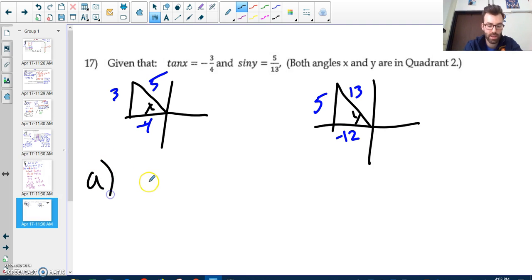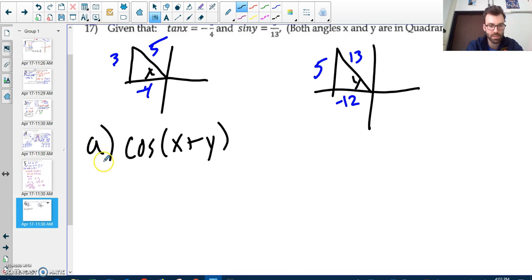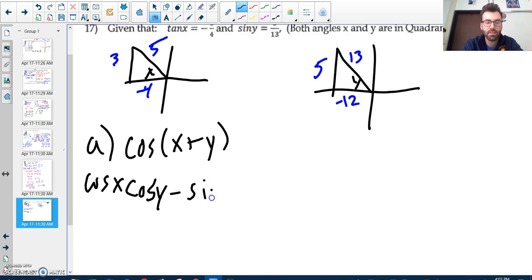First question, part A, asks for cosine of x plus y. So it's the cosine sum formula. Our cosine sum formula is cosine x cosine y minus sine x sine y.